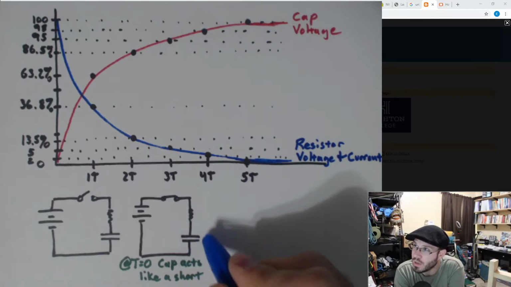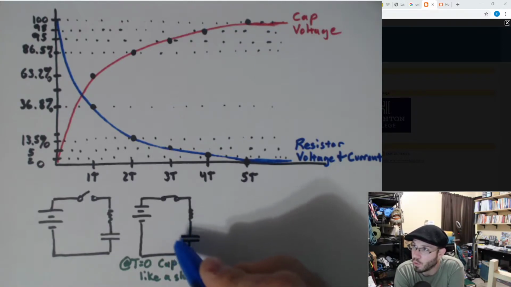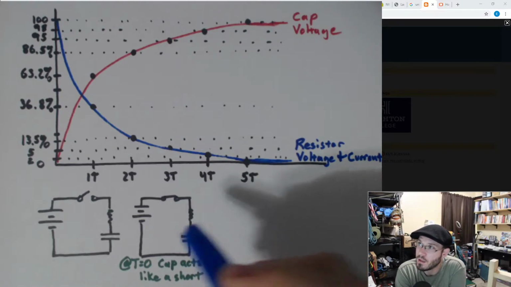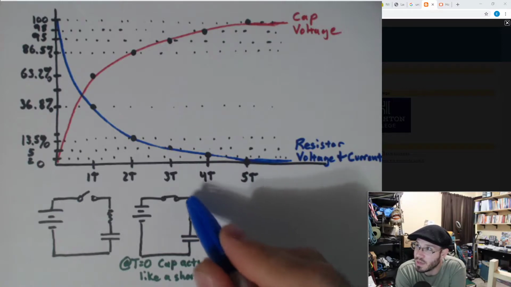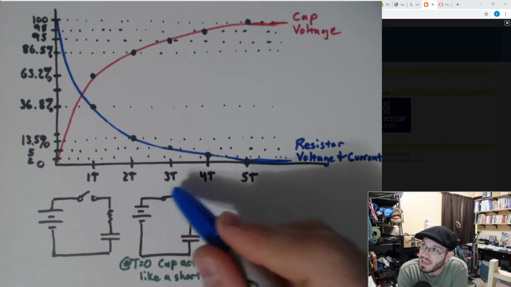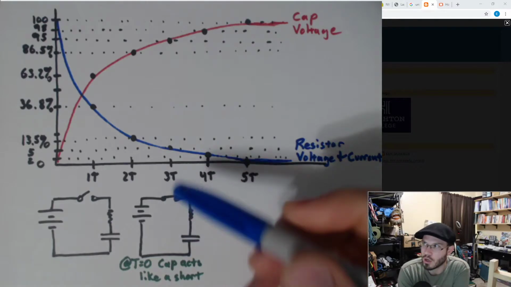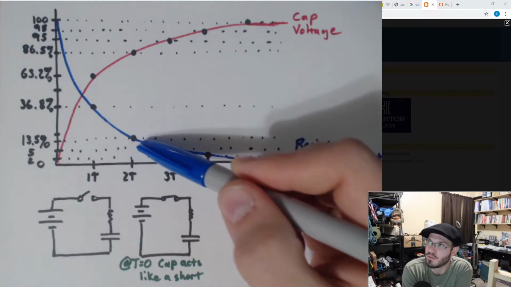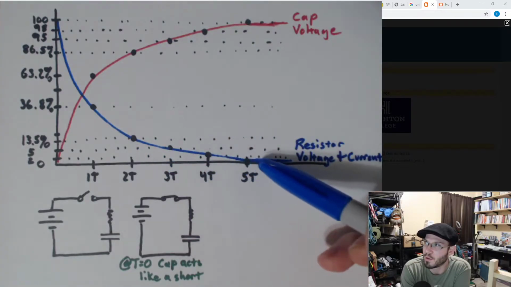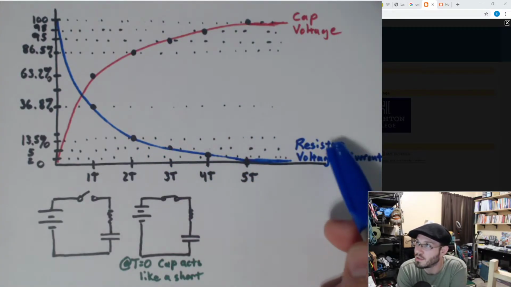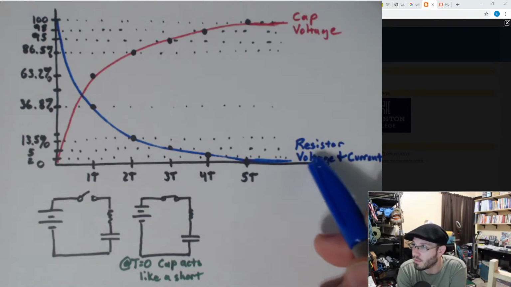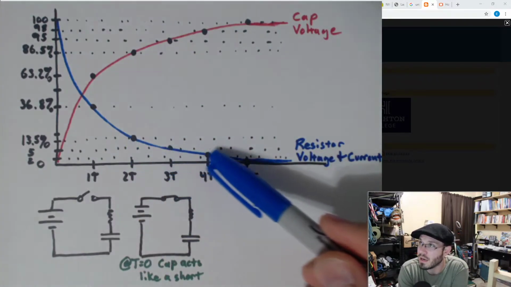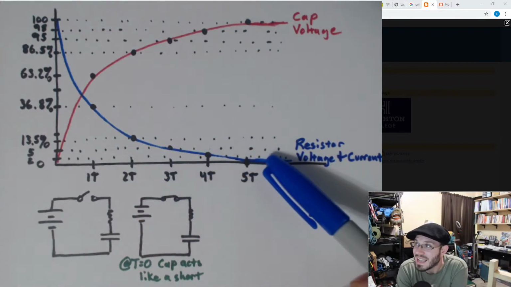So the more charge we get on this cap, the higher the voltage across it. The higher the voltage across it, the less voltage we get across this resistor. And so we get decreasing current. And so that's why the line on the universal time constant chart that would refer to the current through the resistor, or the voltage across the resistor, is going to decrease. So we're going to get current decay.